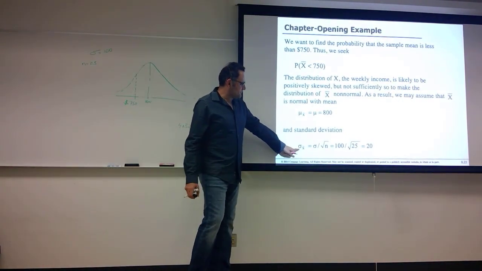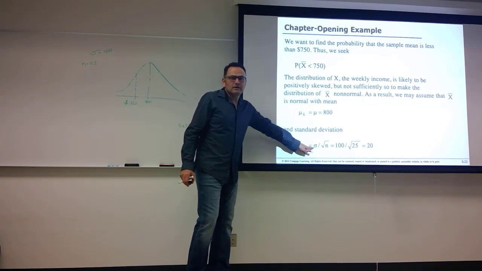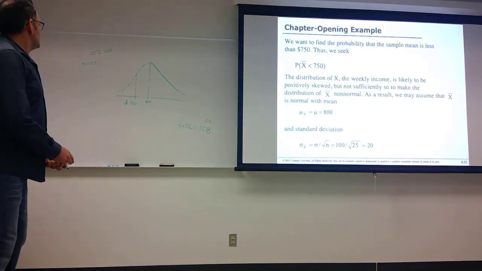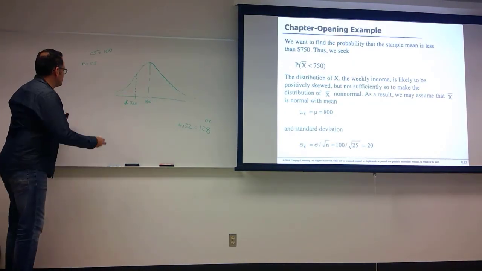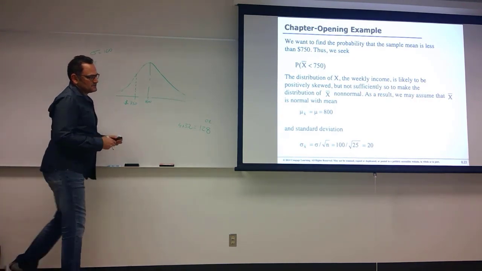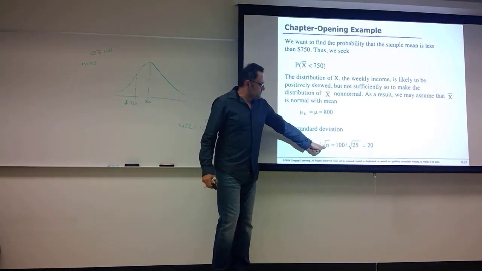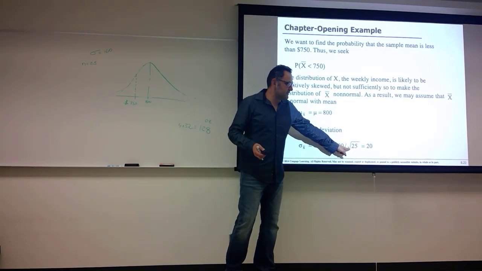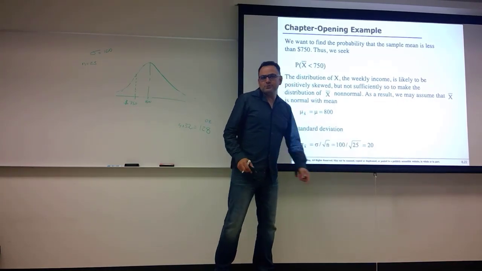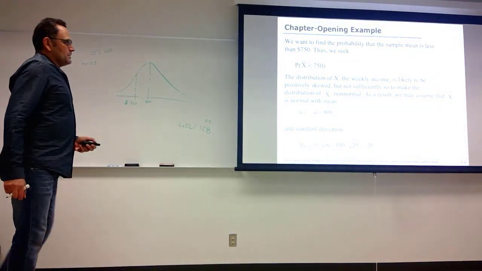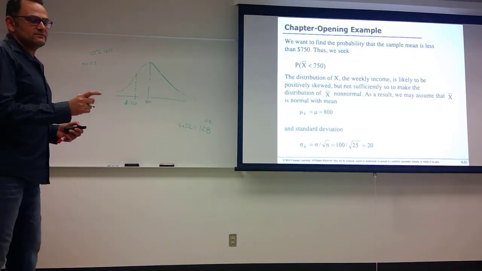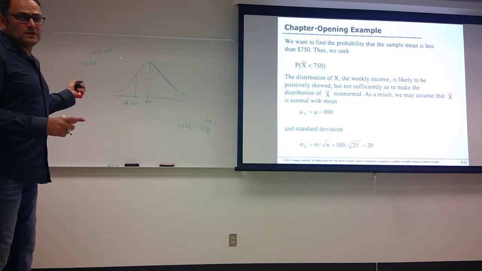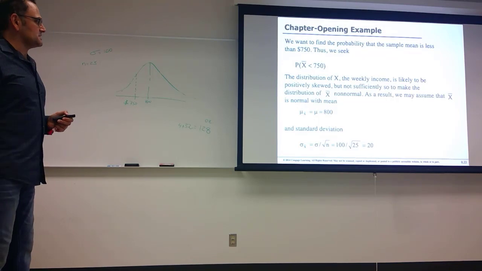The standard deviation of the sampling distribution is, again, as before, sigma divided by square root of n. So sigma was 100, sample size was 25, so 100 divided by square root of 25. Now square root of 25 is 5, 100 divided by 5 is 20. So the standard deviation of the sampling distribution is only 20. Standard deviation of the population is 100, if what the dean says is true.